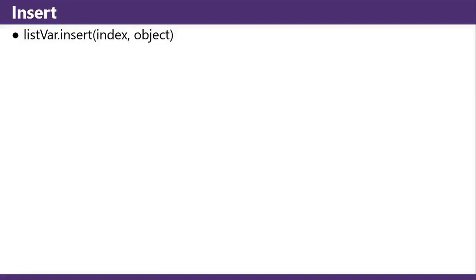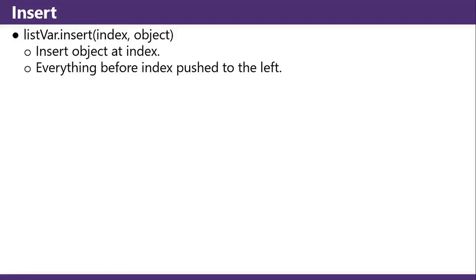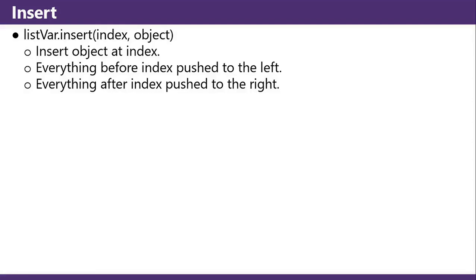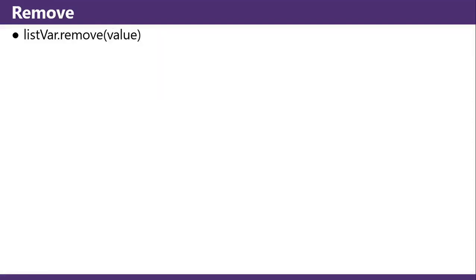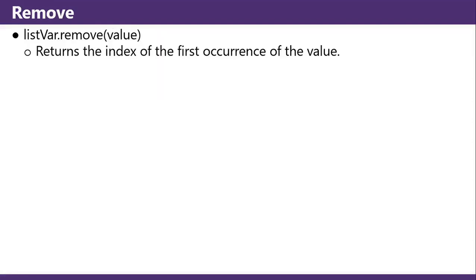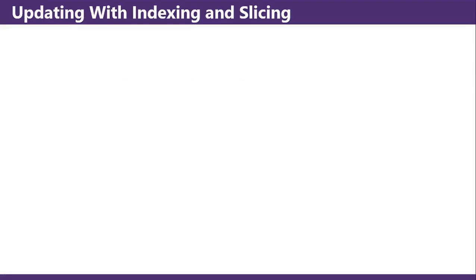Insert. list_var.insert(index, object). Insert object at index. Everything before the index is pushed to the left, and everything after the index is pushed to the right. Remove. list_var.remove(value). Returns the index of the first occurrence of the value.